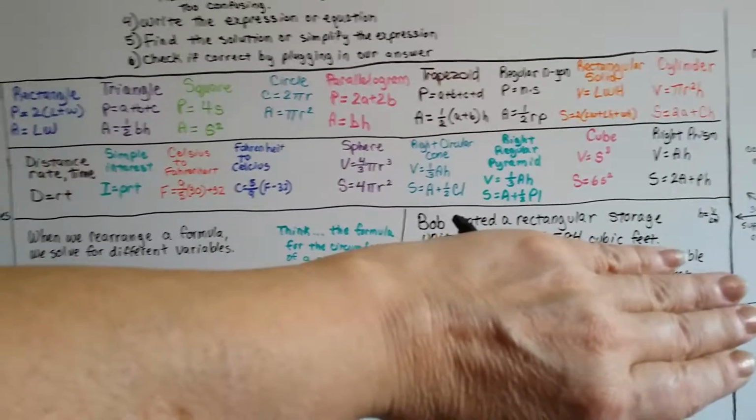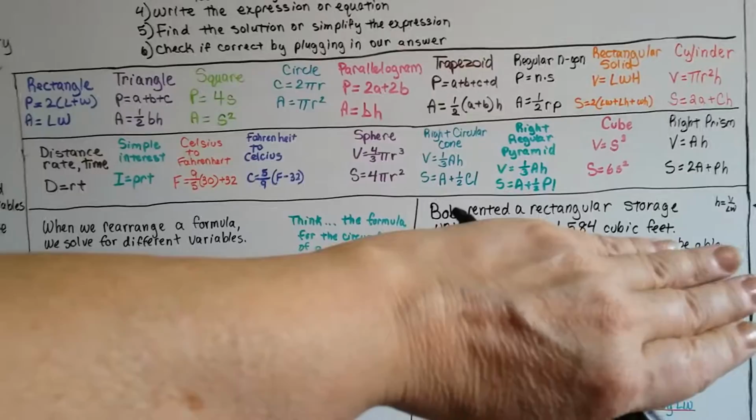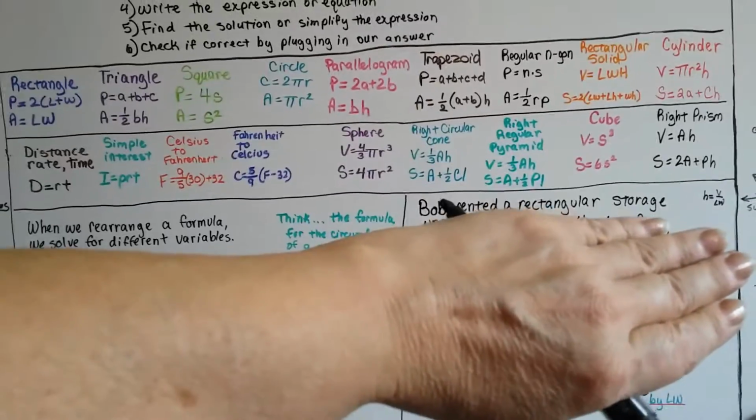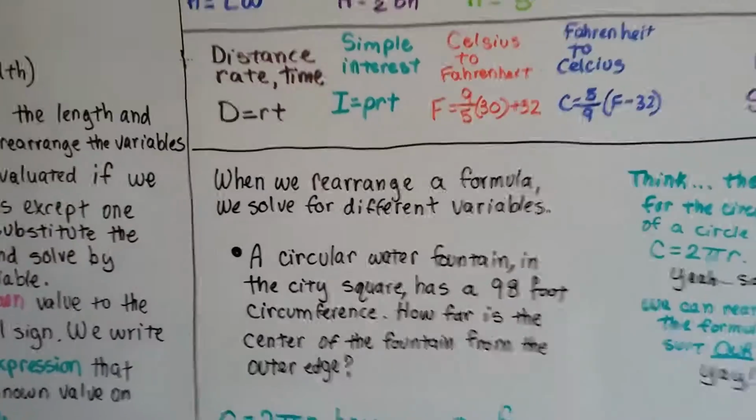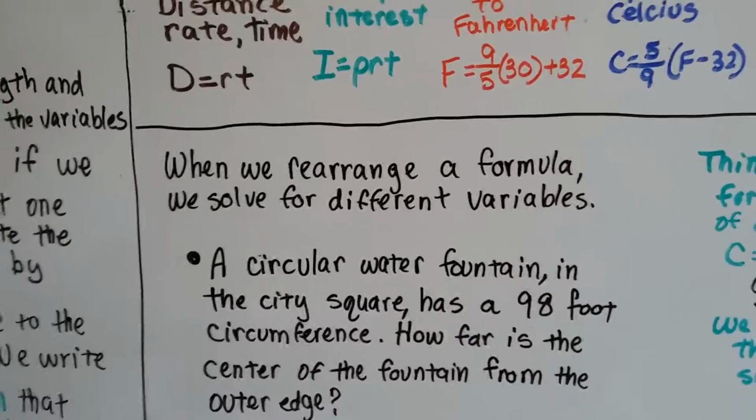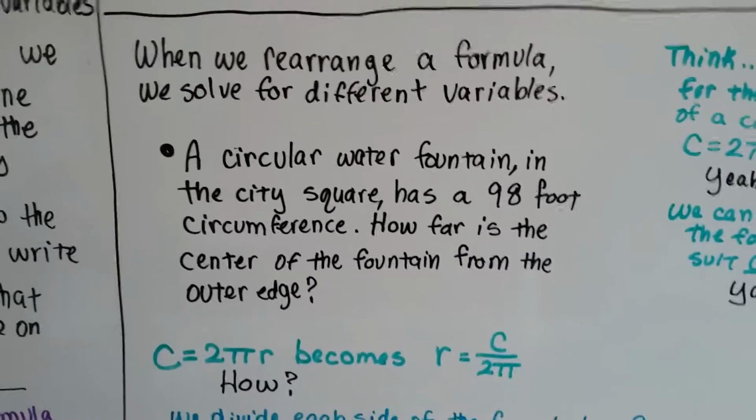And did you know that we can change them to suit our needs? Yeah, we can whip them into shape and make them do what we want. Okay, so here's how. When we rearrange a formula, we solve for different variables. So check this out.